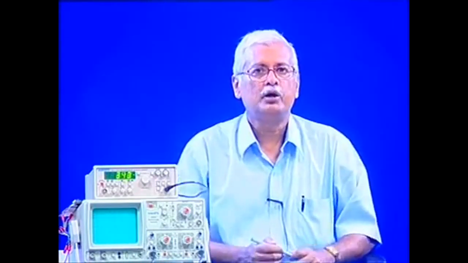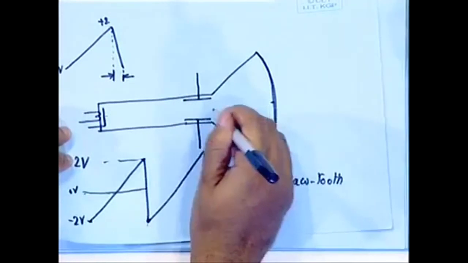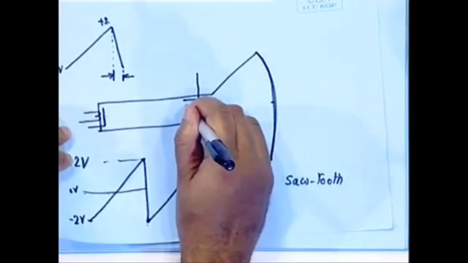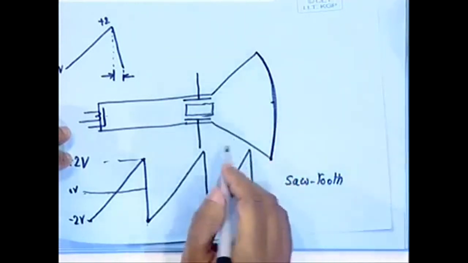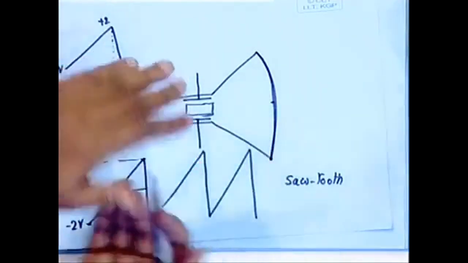Now, how do we display the waveform then? Because we want to display a sine wave with which we are carrying out the experiment. So, what we do is that there will be another set of plates. Because it is a 3-dimensional thing, there will be another set of plates just at right angles to this, which we can use as the vertical deflection plates.